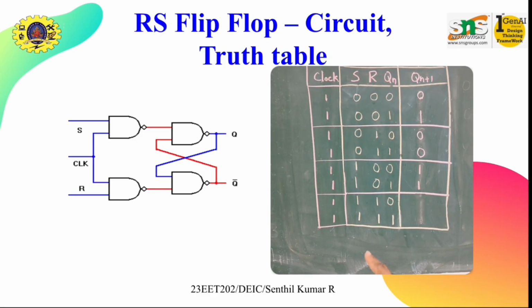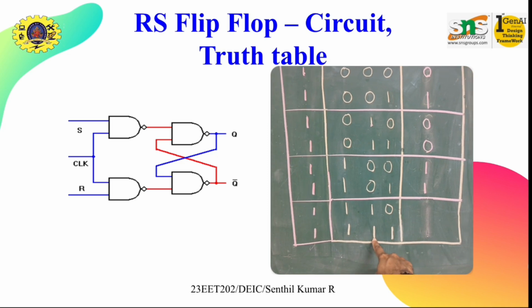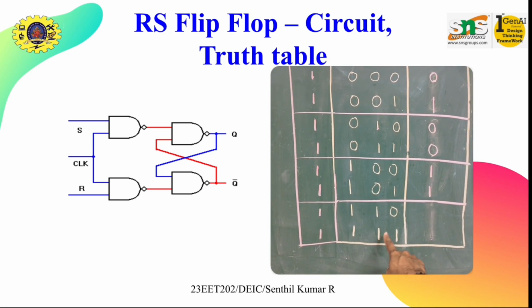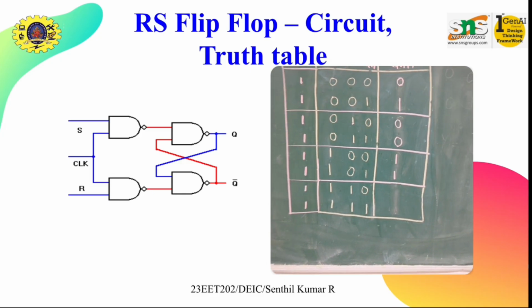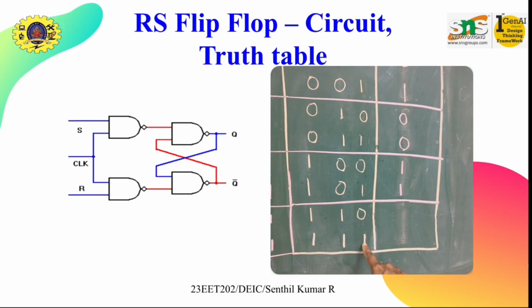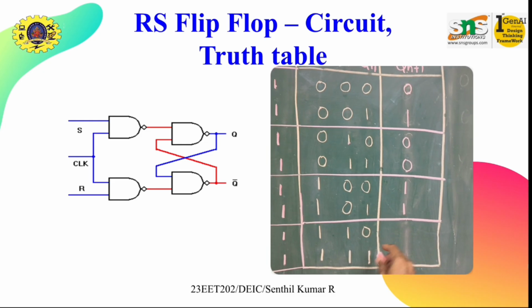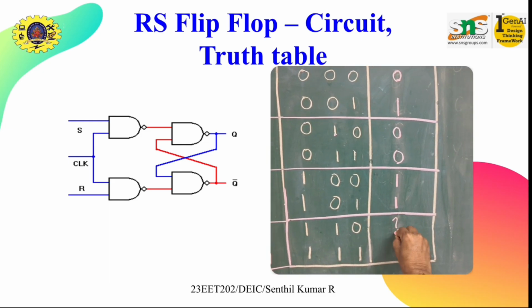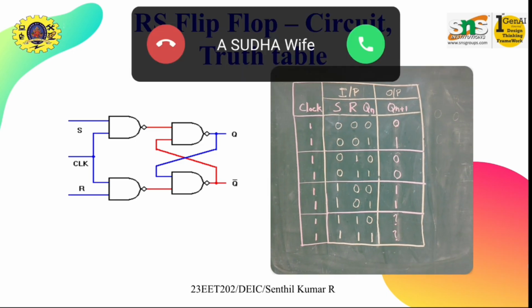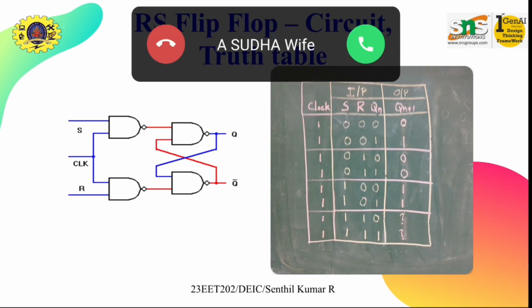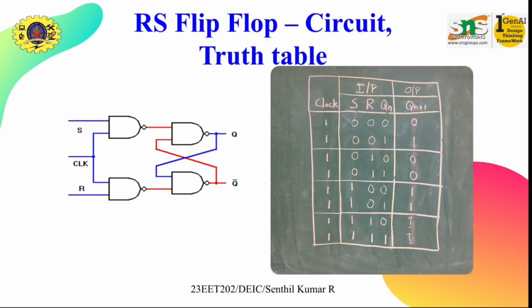And in the last 4 columns, S and R are both 1. The outputs Q and Q bar would remain the same, whereas as per digital it is not accepted. Whatever the assumed value, 0 or 1, this S and R input combination is not accepted. Therefore, it is forbidden. It doesn't accept it, so it is a forbidden comment. And this is the truth table of the RS flip-flop.